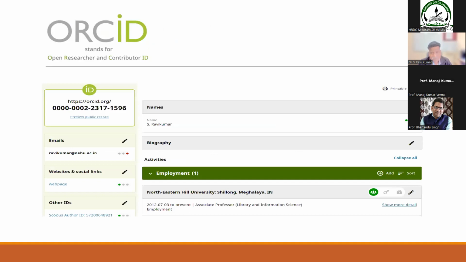Next is the ORCID ID part. I think that the majority of authors today have their ORCID ID. If they don't have it, kindly create it. So what is the idea of ORCID ID? ORCID ID is a unique identification number that has been given to you. Because by the name Ravi Kumar, you will have thousands of Ravi Kumars in the world. How will the system know that Ravi Kumar A and Ravi Kumar B are different?